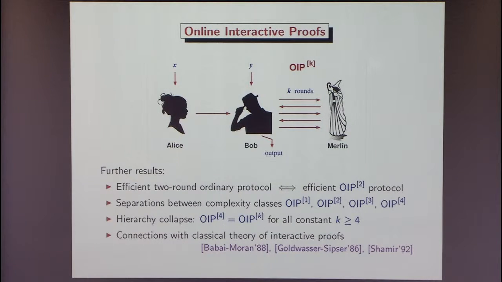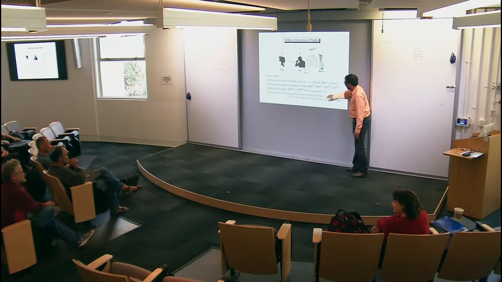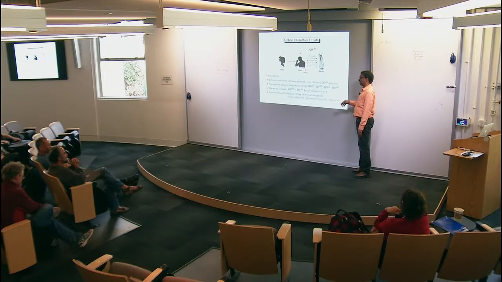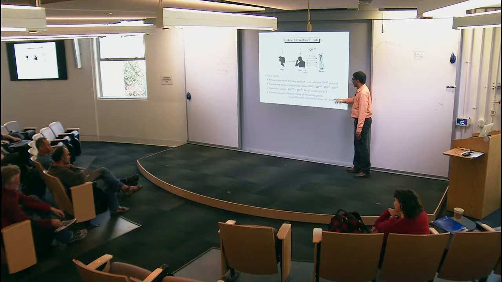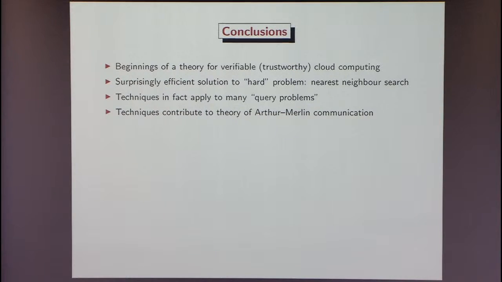Why this happens will take too long to explain. I can do it offline. I can tell you tomorrow. Sorry, I can't tell you tomorrow, but I can tell you after tomorrow. There are connections with the classical theory of interactive proofs, but there are subtleties. Not every theorem that you knew for classical interactive proofs, such as Goldwasser-Sipser, just goes through as it is. Which is why the collapse is at 4 and not 2, for those of you who know that very well.